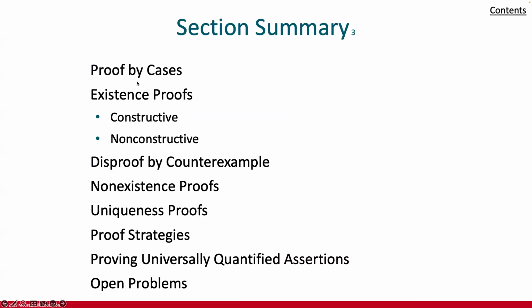So we'll look at proof by cases, existence proofs, disproof by counterexample, nonexistence proofs, uniqueness proofs, proof strategies, proving universally quantified assertions, and then some open problems. So we introduced many methods of proof and illustrated how each method can be used. In this section, we continue this effort. We will introduce several other commonly used proof methods, including the method of proving a theorem by considering different cases separately. We will also discuss proofs where we prove the existence of objects with desired properties.